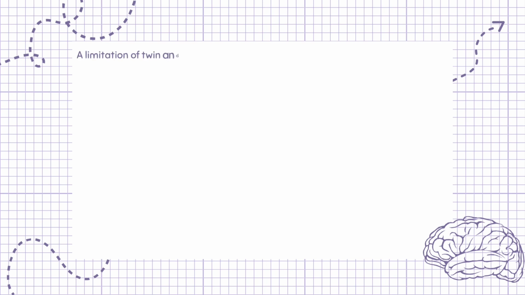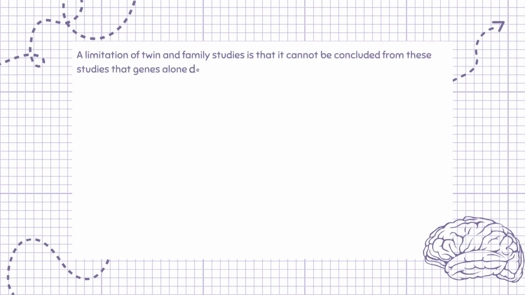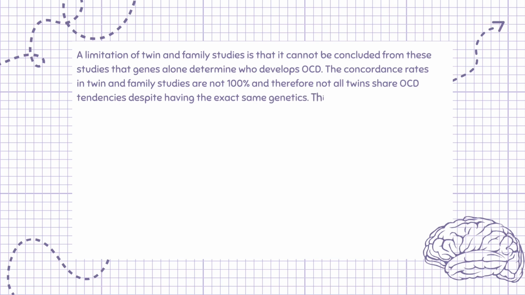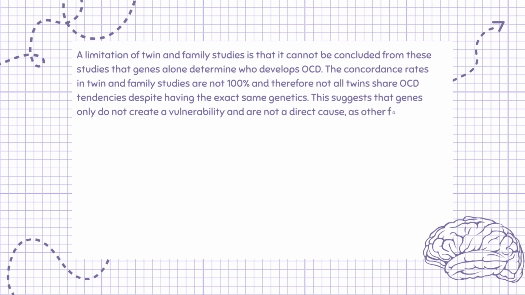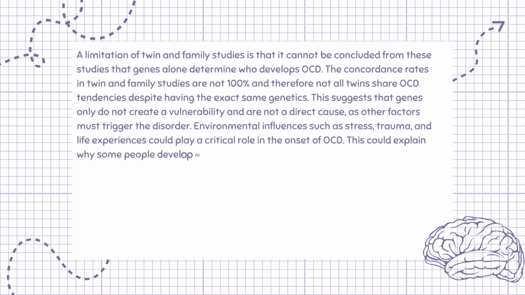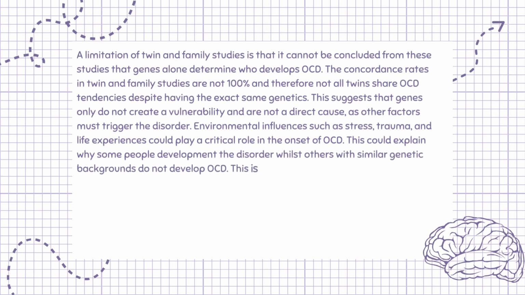A limitation of twin and family studies is that it cannot be concluded from these studies that genes alone determine who develops OCD. The concordance rates in twin and family studies are not 100%, and therefore not all twins share OCD tendencies despite having the exact same genetics. This suggests that genes alone do not create a vulnerability and are not a direct cause, as other factors must trigger the disorder. Environmental influences such as stress, trauma, and life experiences could play a critical role in the onset of OCD. This could explain why some people develop the disorder whilst others with similar genetic backgrounds do not.